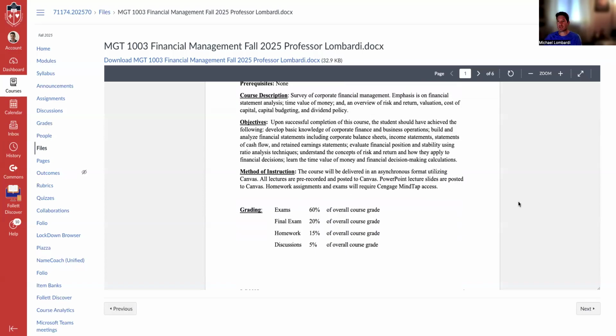Look at what's known as risk and return and how they apply to financial decisions, time value of money, and financial decision-making calculations. Everything we cover in this class will serve you very well going forward to make more prudent financial decisions.